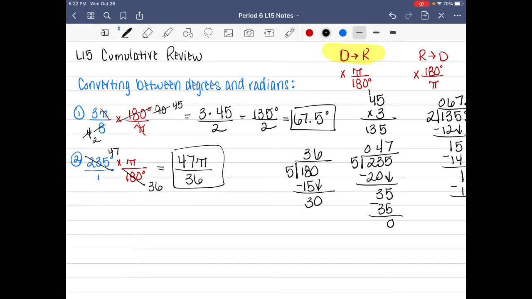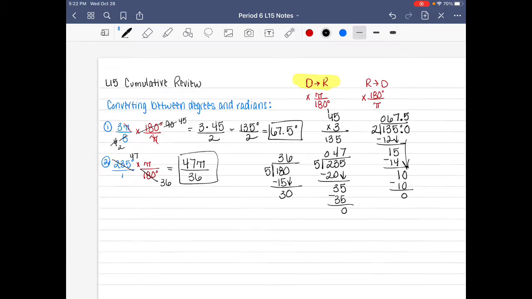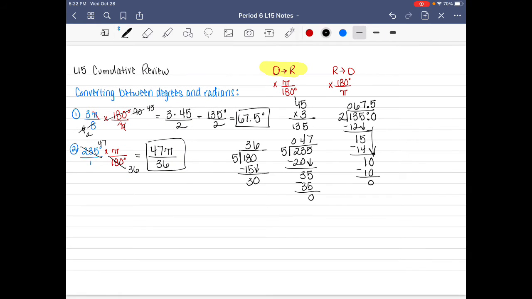And you could take a second, maybe you can think about, is there any number that goes into both 47 and 36? Take a second, and Ms. Marflex is going to tell you, no, unfortunately, there is no number that goes into both. All right, so that was a quick review on how to convert between degrees and radians.